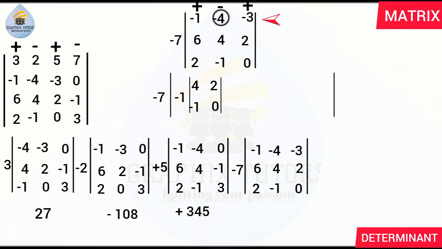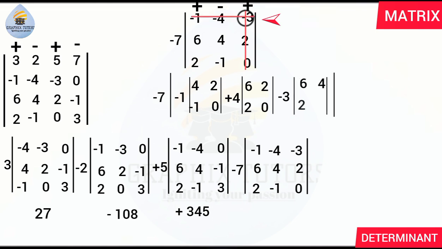If I should consider minus 4, remember there's a minus on top of the 4, so I'll be having plus 4, because minus times minus is plus. So consider it down the column across the row, I'll be having what? 6, 2, 2, 0. So the next one is the last one here, which is minus 3. What's on top of it is plus. Plus and minus will give you what? Minus. So if you consider it down the column across the row, you'll be having 6, 4, 2, minus 1.